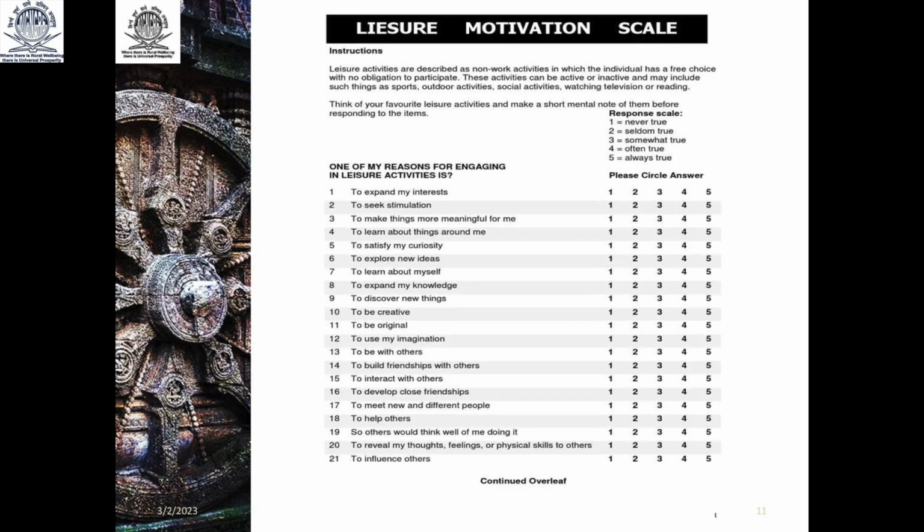Mind you, for the spelling here, it is LEI, Leisure Motivation Scale. It is described with the activities that take place. It is done on a typical Likert scale kind of an activity. One of my reasons for engaging in leisure activities is... What are the activities? I am giving you broadly some rough 20 activities.